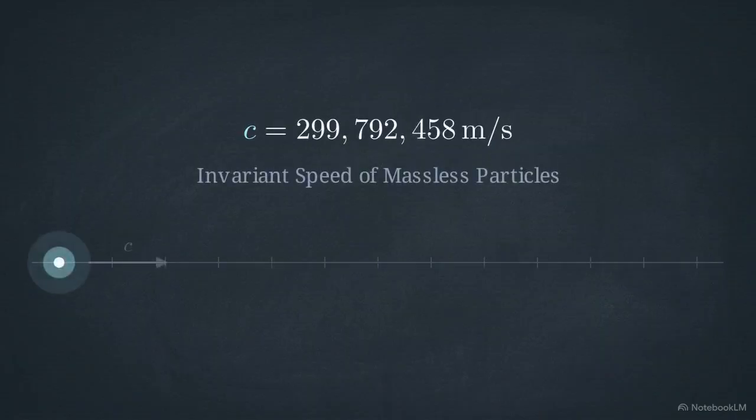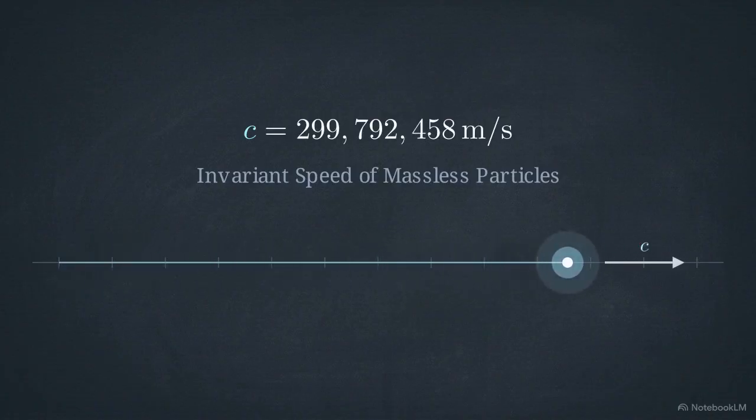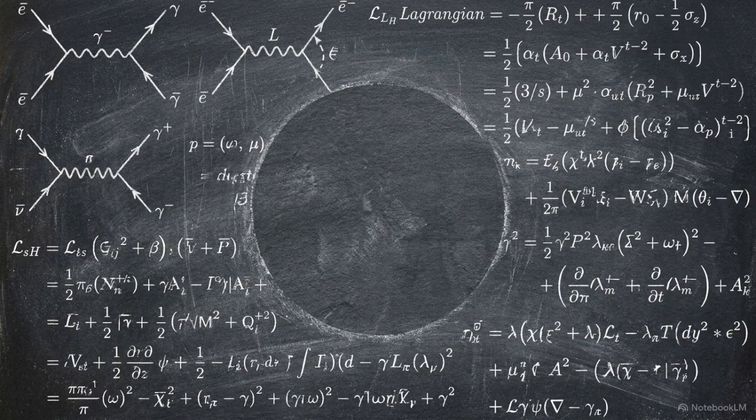Special relativity defines c purely by its kinematic properties, the invariant speed of massless particles. It identifies what the constant does, but it lacks a derivation for why the constant exists at all.